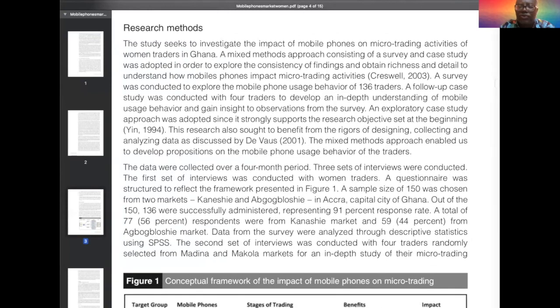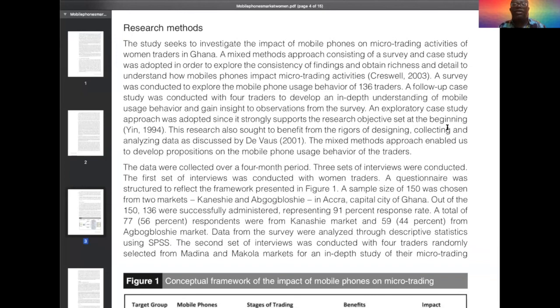Okay, so what's it saying? The study seeks to investigate the impact of mobile phones on micro trading activities of women traders in Ghana. A mixed methods approach consisting of a survey and a case study was adopted in order to explore consistency of findings and obtain richness and detail to understand how mobile phones impact the micro trading activities. So now I brought Creswell. A survey was conducted to explore the mobile phone usage behavior of 136 traders. A follow-up case study was conducted with four traders to develop an in-depth understanding of the mobile usage behavior and to gain insight into observations from the survey.